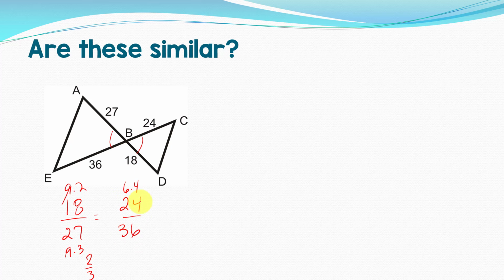6 times 4 is 24. 6 times 6 is 36. That would give us 4/6, but I could reduce that more. 4/6 reduces to 2 times 2 and 2 times 3. So that would be 2/3. So the 2/3 equaling 2/3. So this is a yes. Again, just divide and get decimals if you would like to do that instead.